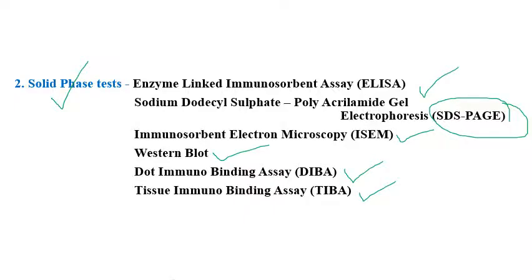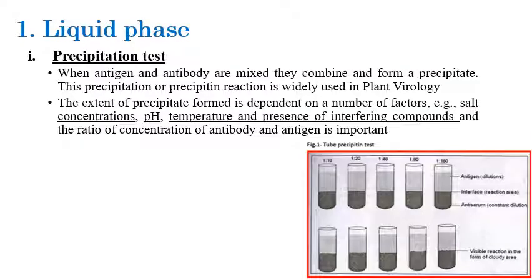Now we will see them one by one. In liquid phase, the first one is the precipitation test. As the name itself indicates, when we mix antigen and antibodies, they combine and form a precipitate, or the precipitation reaction will happen. This precipitation test is widely used in the detection of plant viruses in plant virology. Now we will see how this precipitation works.